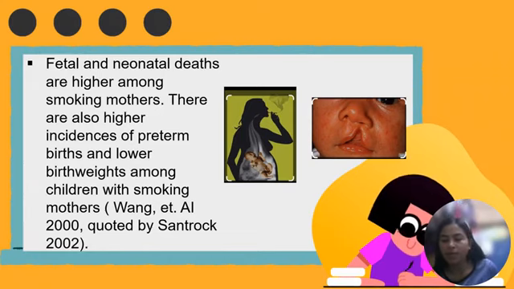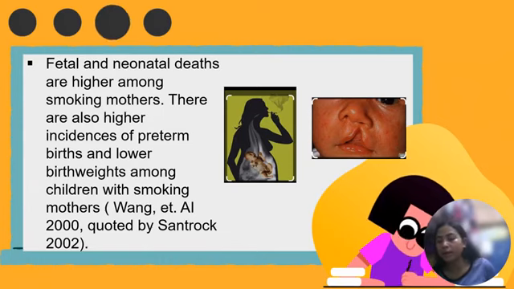So fetal death refers to the death of a fetus before birth, typically before the 20th week of pregnancy. Neonatal death, on the other hand, occurs within the first 28 days of life. Both situations can result from a variety of factors, including genetic abnormalities, complications during pregnancy, or issues during childbirth.